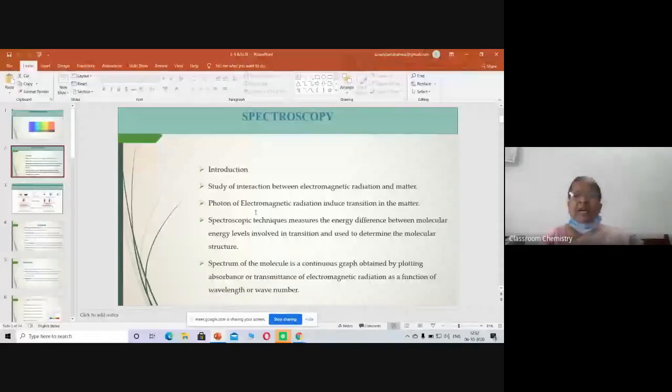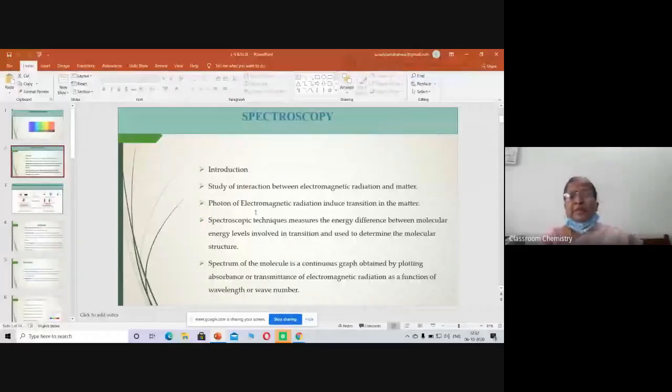Spectroscopic techniques measure the energy difference between molecular energy levels involved in the transition and are used to determine the molecular structure. Photon is a small packet of energy, and when it provides energy to the matter, transitions take place in the matter from lower energy level to higher energy level. The energy difference absorbed is delta E. Delta E is equal to E2 minus E1, that is equal to h nu.